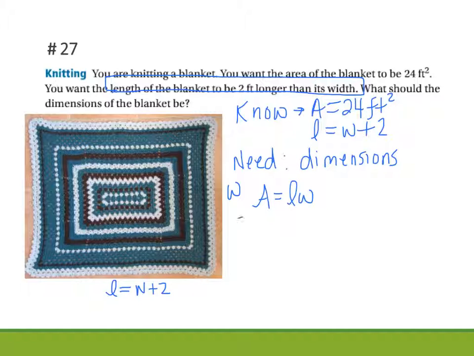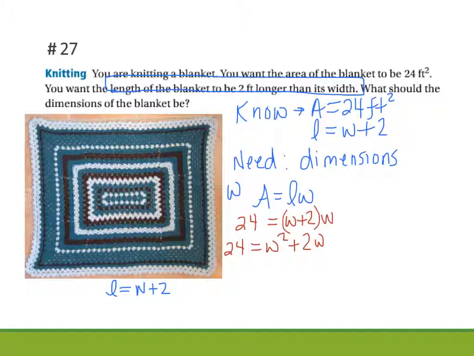So I'm going to replace the area with 24. I'm going to replace the length with W plus 2. And for the width, I'll just use W. Now to solve, I need to first distribute the W. So this will be 24 is equal to W squared plus 2W.